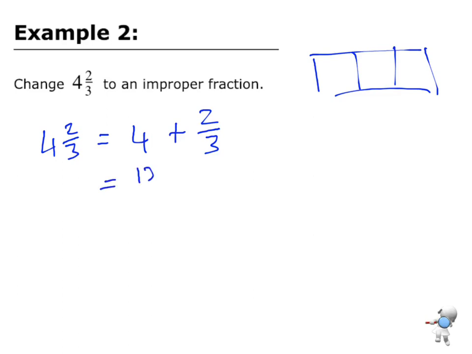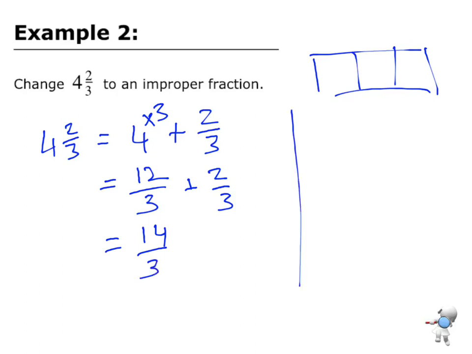That's the same as 12 thirds plus 2/3. Because what I've done there is I've just said 4 times 3, because there are 3 per whole, that gives me 12 thirds. And then I can add those. 12 plus 2 is 14, and so that would be written as 14/3.